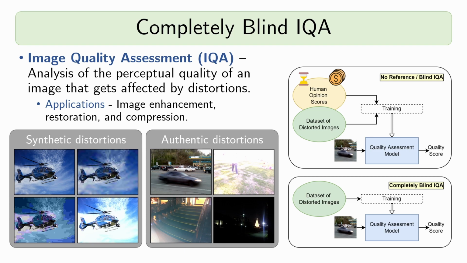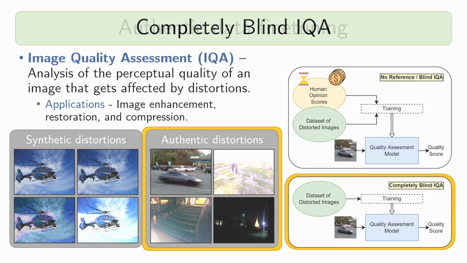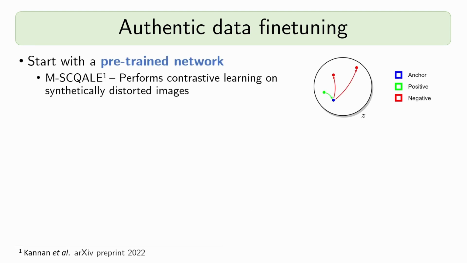In our work, we focus on deep feature learning for completely blind IQA on authentically distorted images. In the next couple of slides, we'll describe our main method. We start by pre-training a network on the M-scale framework that performs contrastive learning on synthetically distorted images.